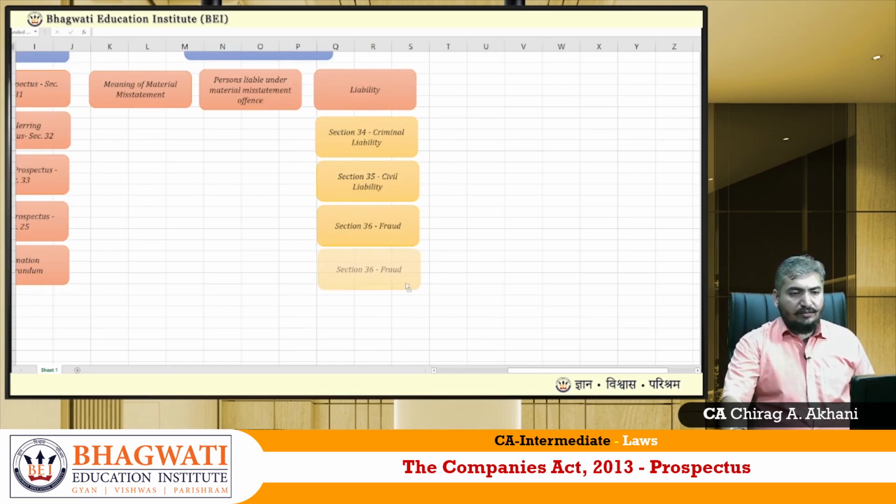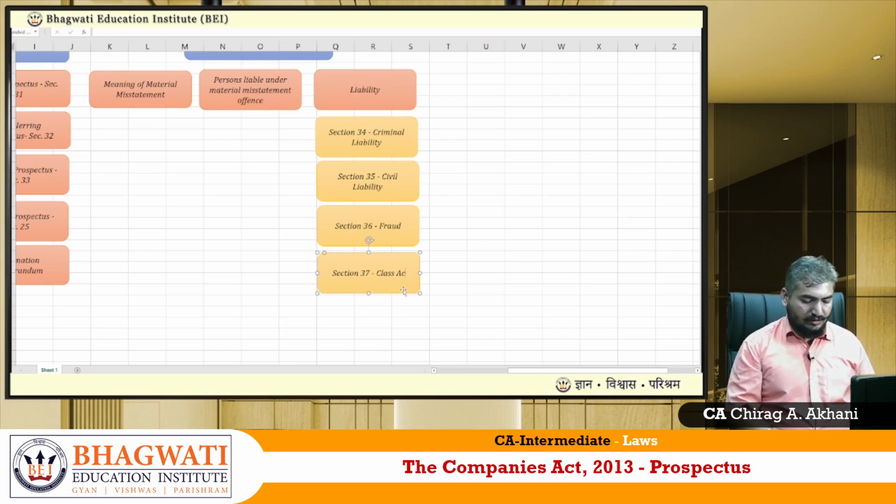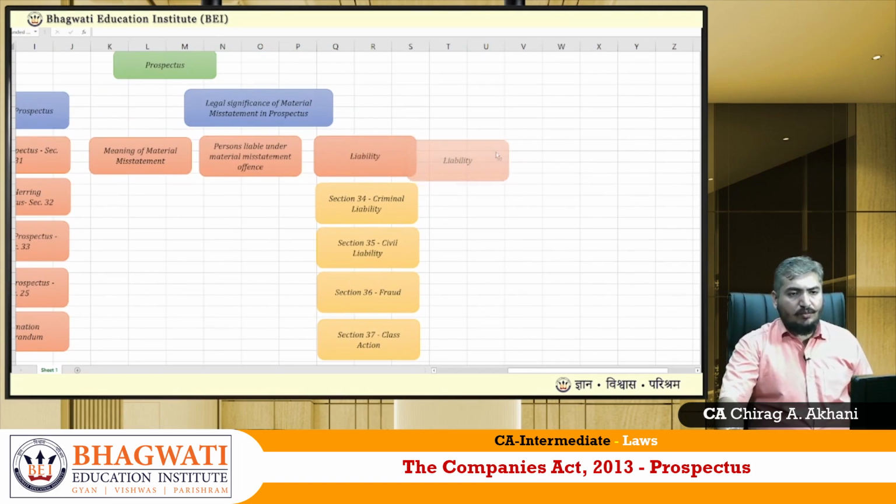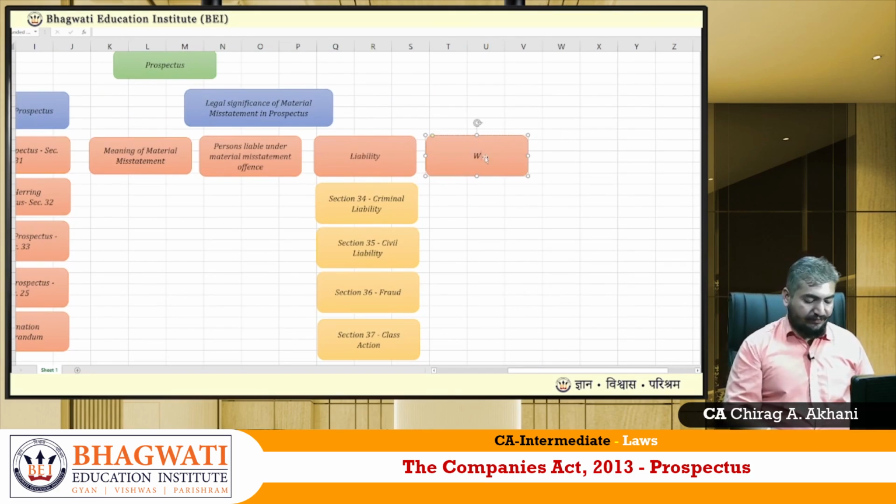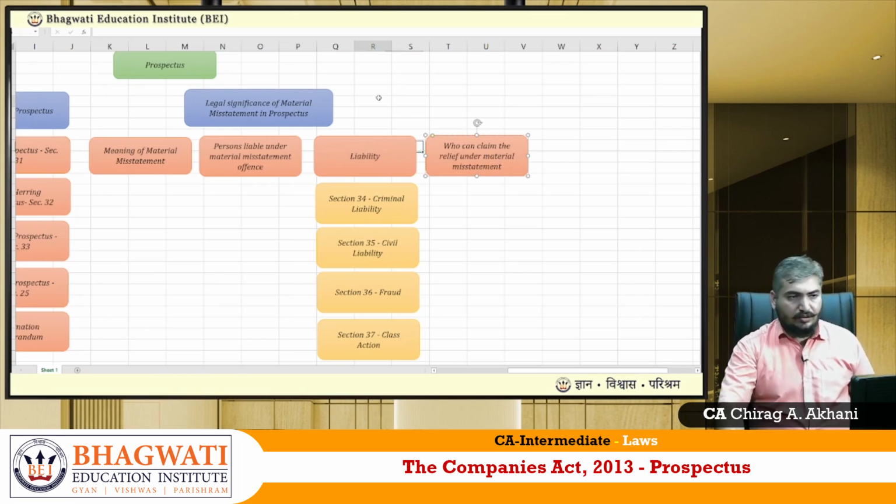And one more we have, and that is section 37, which talks about the class action of the shareholders or the members. Class action. One more question comes up: who can claim the relief? Who can claim the relief under material misstatement in prospectus? That also we are going to face.